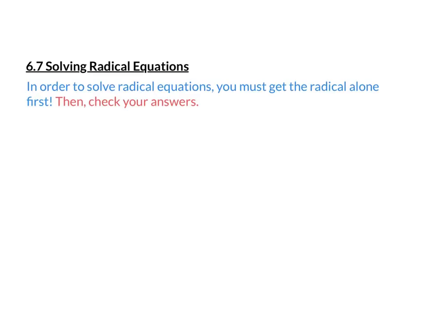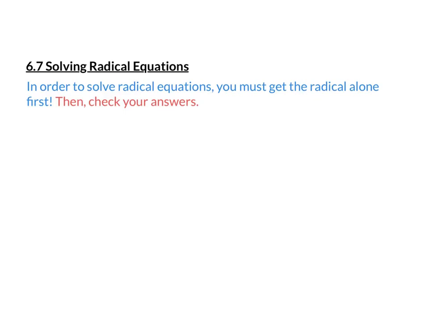So, what you're going to have is a variable underneath a radical. In order to solve those equations with the radicals, we've got to get the radical by itself first on one side. Then we're going to get rid of the radical, and I'll show you how to do that. And then we have to check our answers. And you always have to show your check.